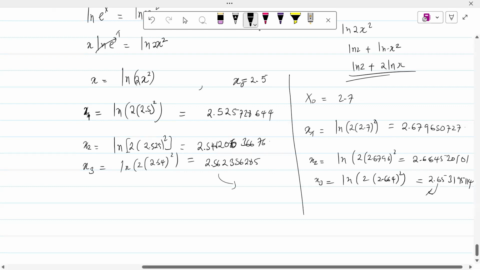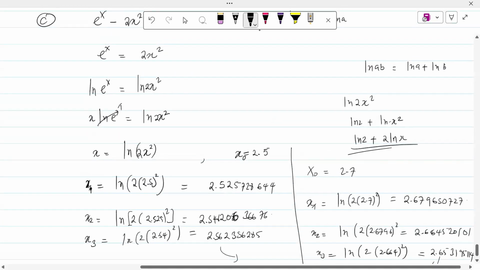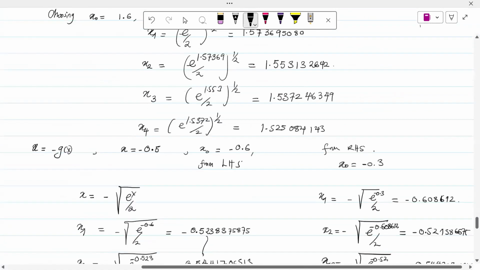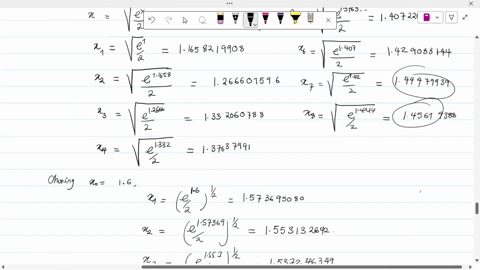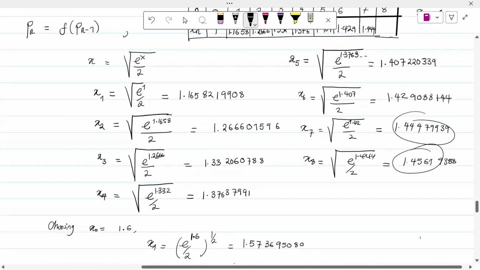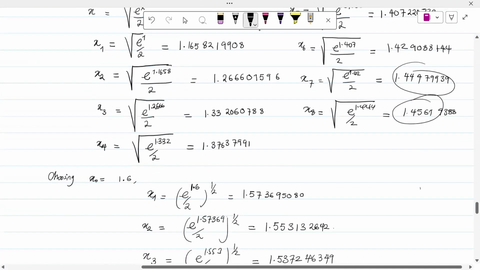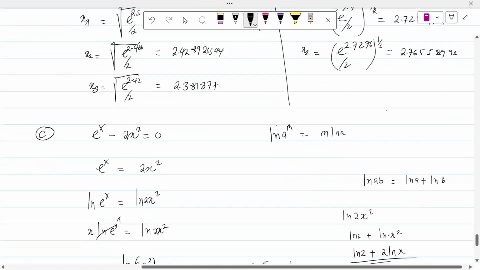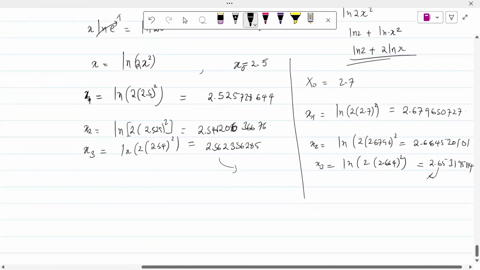So you notice that even this one was approaching 2.6. So by just changing the arrangement of the equation, it can either diverge or converge. Just rewriting the equation in a different way, it can converge. So we have even seen here that there is convergence by just changing the arrangement of the equation itself.